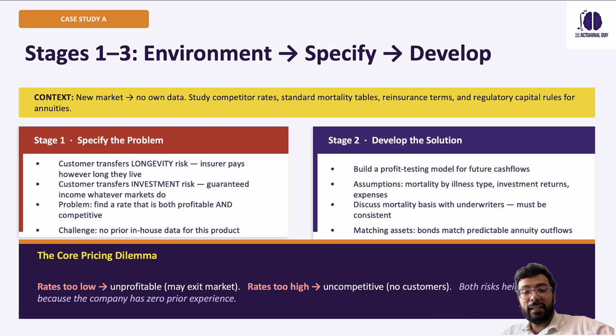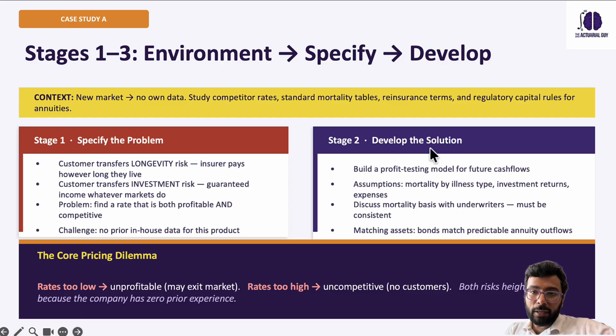And both the risks in this case are very high because we don't have any experience of writing annuities. If we had experience, that would have reduced our risk, right? Because we would have seen how annuity markets function. And the real challenge here is that there is no prior in-house data for the product. So you do not know the nature of the annuitants that would ultimately come to you, right? And for dealing with all of these problems, you really need to understand how the industry functions, what rates the competitors are offering, and what mortality you expect in the cohort that comes to you.